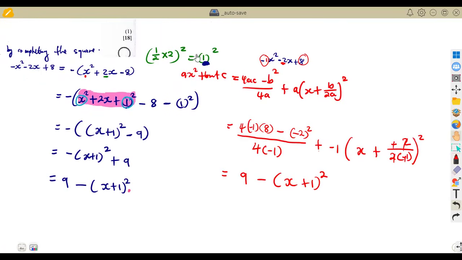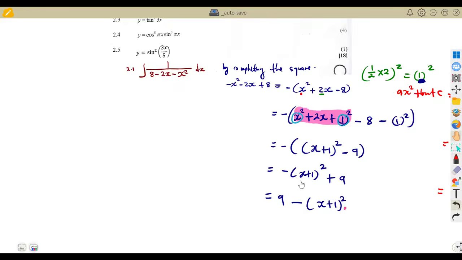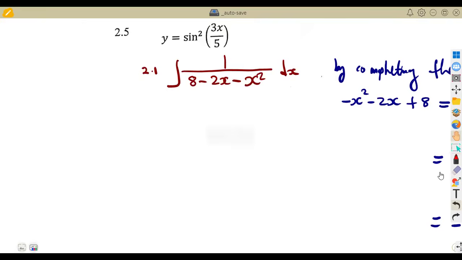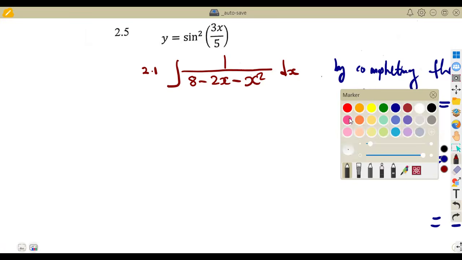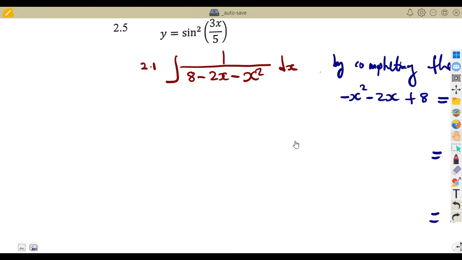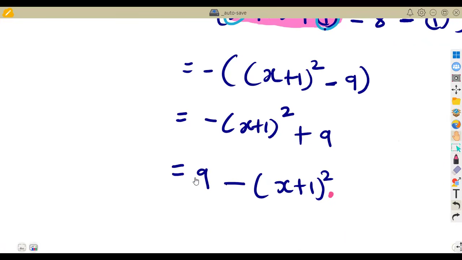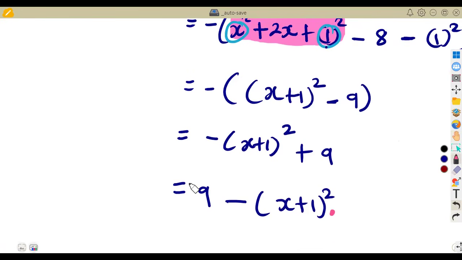So whether you are using the traditional method or the formula, whatever you use, you are supposed to obtain the same answer after completing the square. So this is what you do. You take the answer that you got after completing the square and substitute it into the integral, because here we are supposed to integrate this. This is our question. So we take the function that we completed the square on.